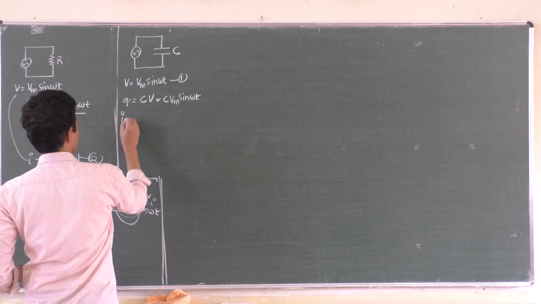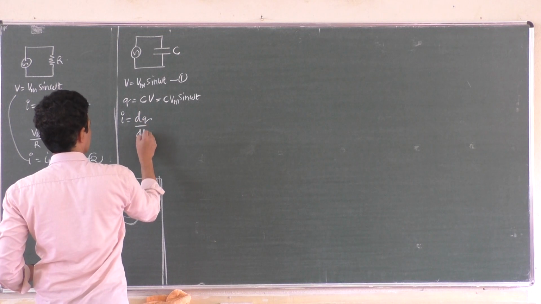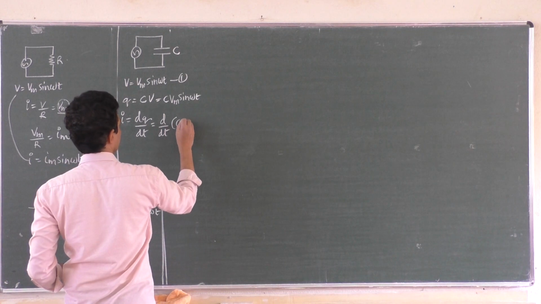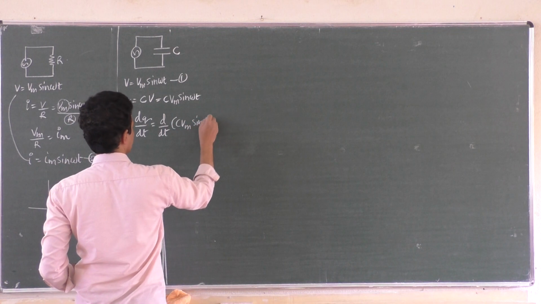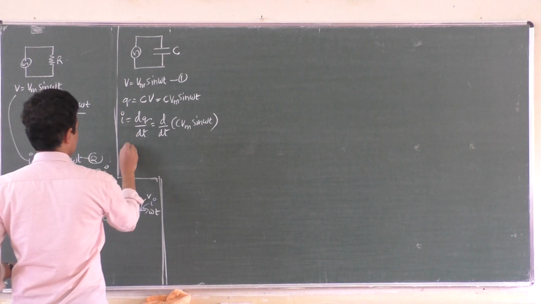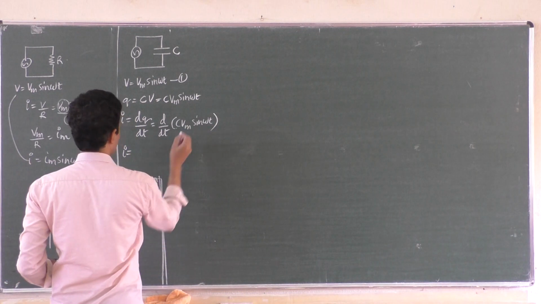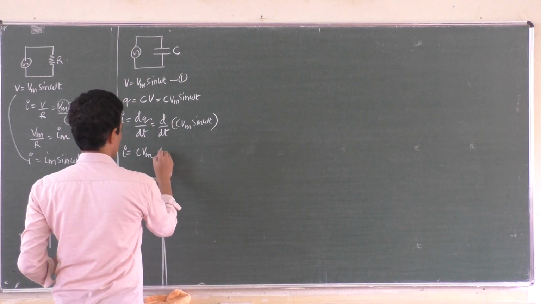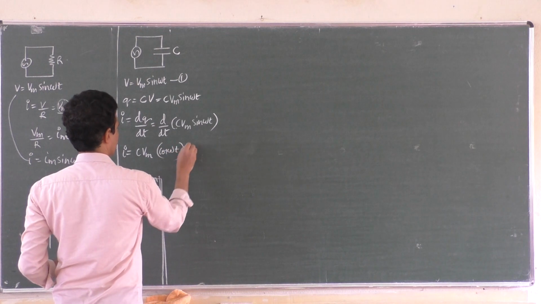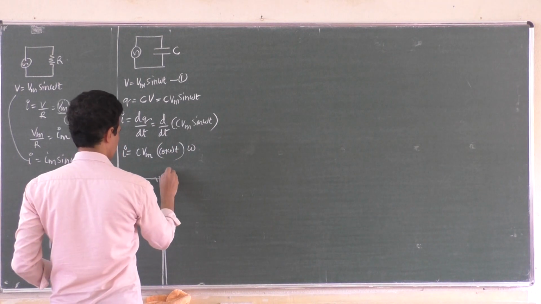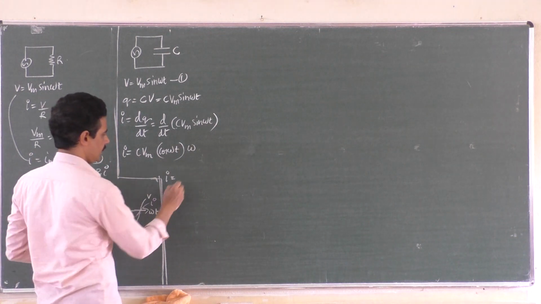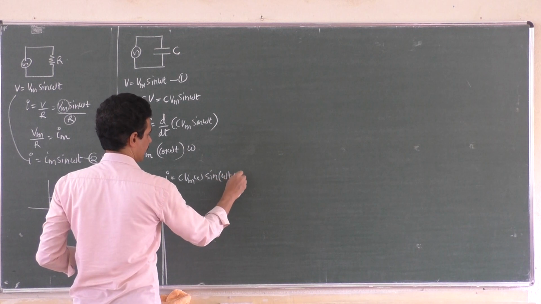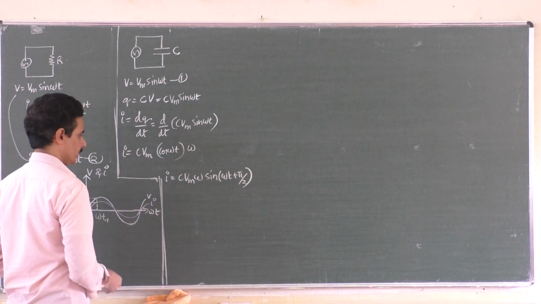What is the current in the circuit then? Current is dq by dt. That means d by dt of C Vm sin omega t. Now I is equal to, when you differentiate this, take the constants out. C Vm, they don't vary. Sin omega t gives cos omega t into omega. So I is equal to C Vm omega cos omega t, which can be written as sin(omega t plus pi by 2).